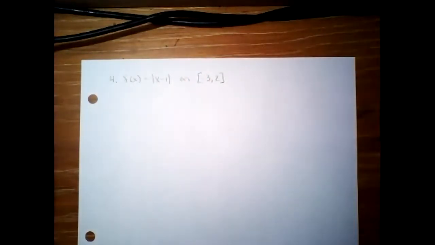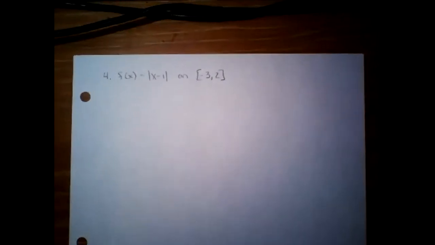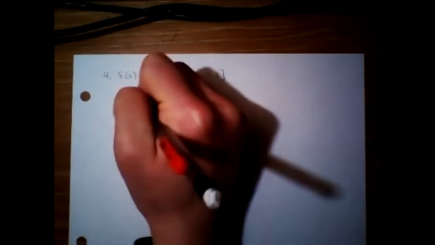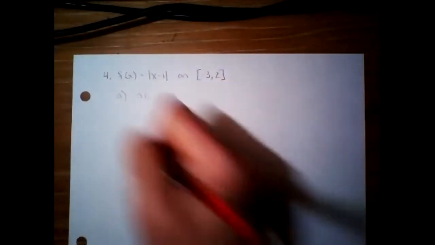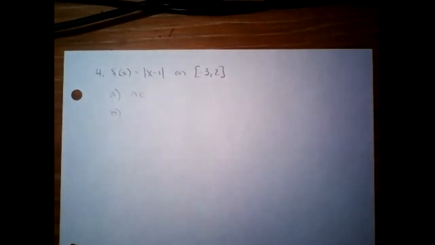Right, so the one that I wanted us to look at is number 4. So this is the function, and the interval that we're looking at is -3 to 2. Part A was, does this satisfy mean value theorem, yes or no? And so the answer was no. And then for B, you had to put why it was a no.